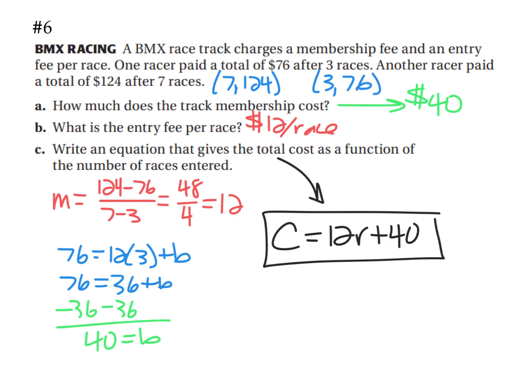So keep that in mind. When we see these application problems, the slope is a rate of change, right? Inputs and outputs, we got 2 points here. 3 races as the input, $76 as the output, and 7 and 124. When we have 2 points, we calculate a slope. If we don't know the slope, start there. Once you have the slope and some point that you can use, put those in for the y, the m, the x, and calculate the b, which is that starting amount. Right? To write a linear equation, we need the slope, the m, the y-intercept, the b. Find those 2 things, plug them in, and you've got your equation written in slope-intercept form.